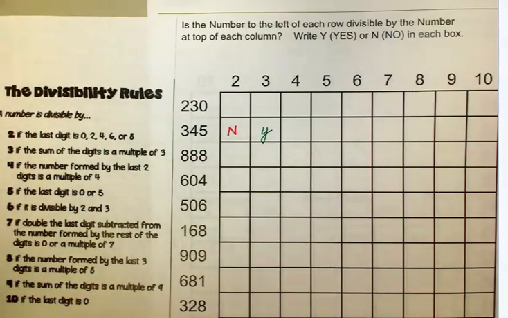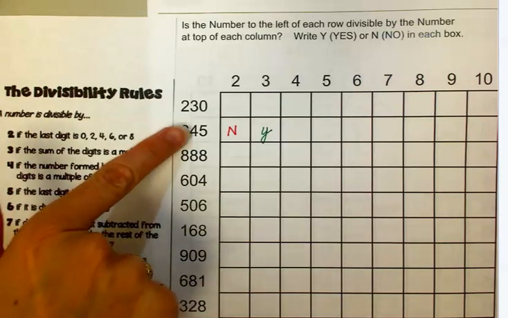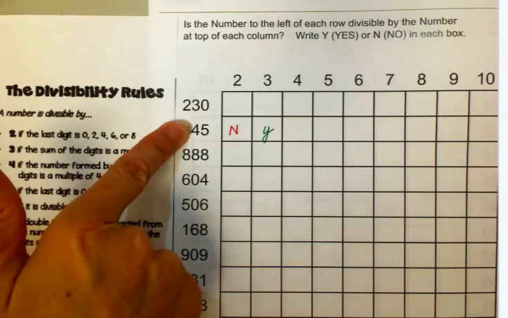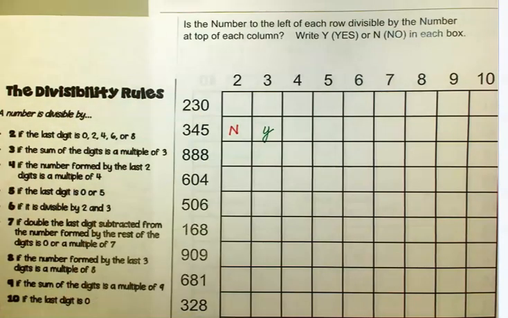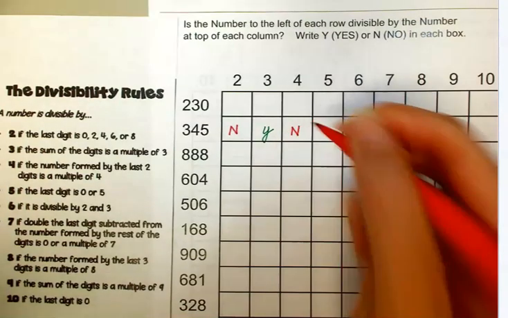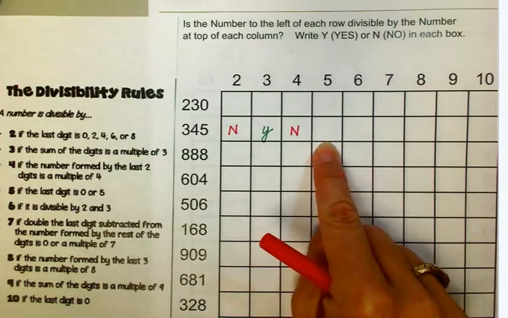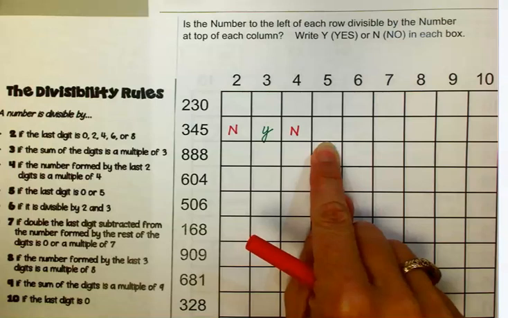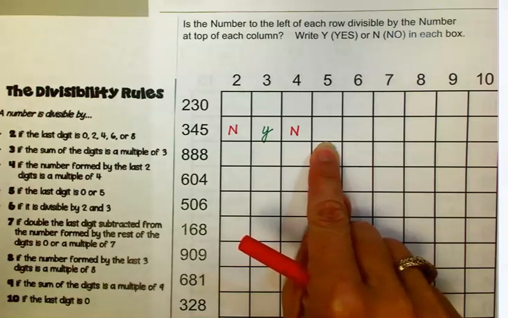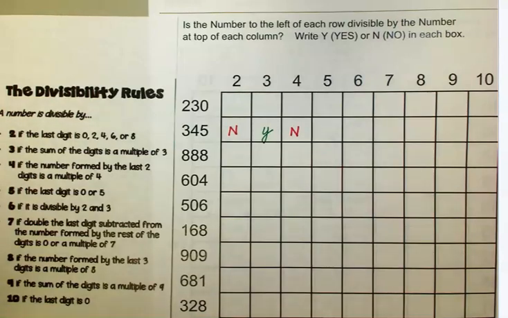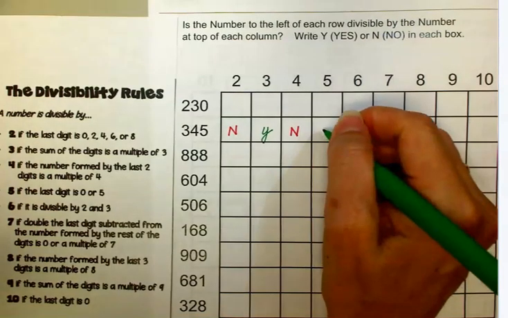Is it divisible by 4? Well, the number formed by the last 2 digits, it's 45. Is 45 a multiple of 4? And no, it is not. Divisibility by 5, if the last digit is either a 0 or a 5, then it's divisible by 5. So it's a 5. Is it divisible by 5? Yes, it is.